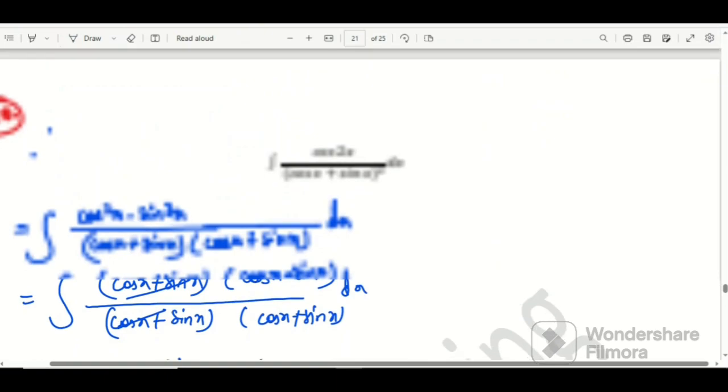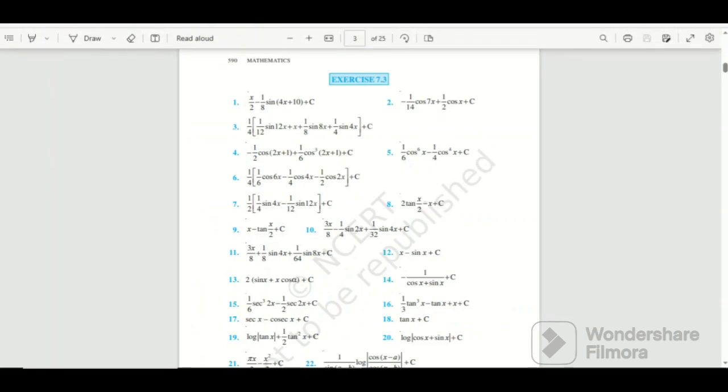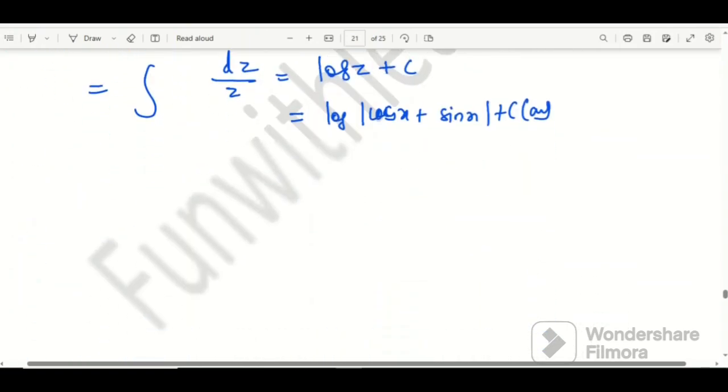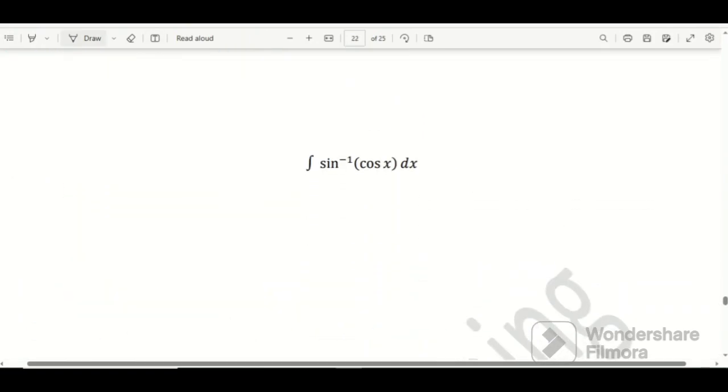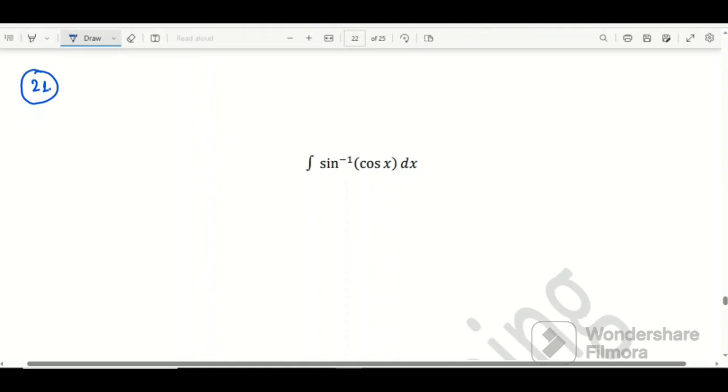So we can see this was our 20th number. So we have log cos x plus sin x, it is right. So we are moving on to 21st number. So this is 21st number. This integration is in the form of inverse trigonometric function. So although we can use some identity of inverse trigonometric also, but right now I'll be using substitution method and trigonometric function only. So I'm using substitution method.